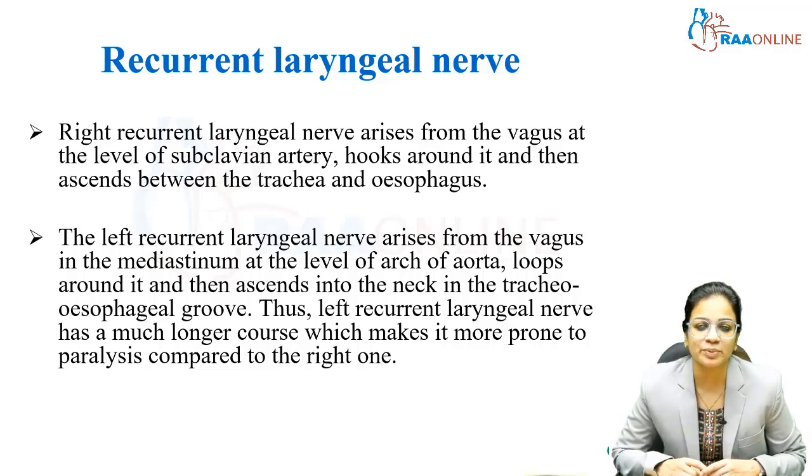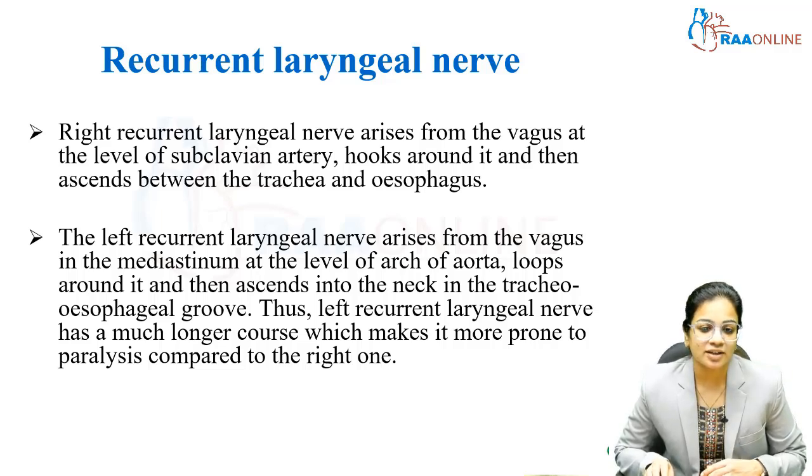If you remember, we dealt with the recurrent laryngeal nerve. The recurrent laryngeal nerve is the most important nerve that supplies the larynx because it supplies all the muscles of the larynx except the cricothyroid, which is supplied by the external branch of the superior laryngeal nerve. So even if the vocal cords have to move, it is the function of the recurrent laryngeal nerve that makes the vocal cords move. So the importance of the recurrent laryngeal nerve in the larynx is very high.